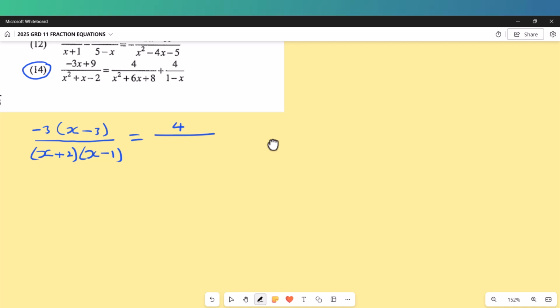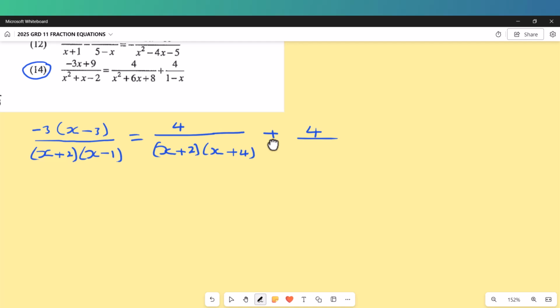Then equals to, now this side I have 4, divided by, what are the factors here? Multiply give us 8, when added you get 6. That is 4 and 2, but positive all of them. So it's going to be x plus 2, and also x plus 4. And then this side we have plus 4 over 1 minus x.